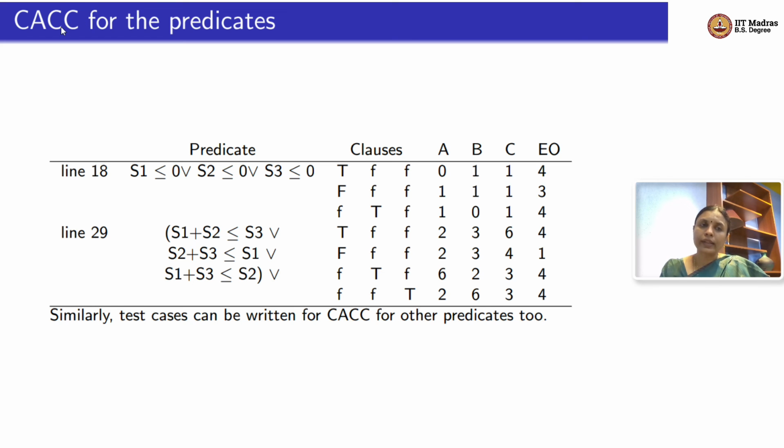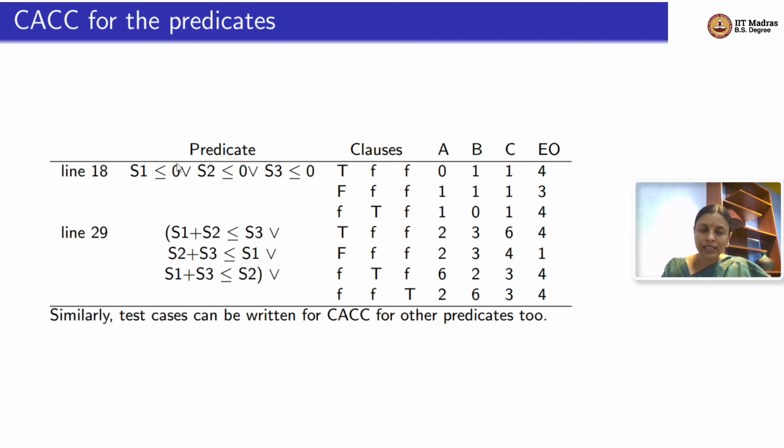Now, I have not given out the working for CACC. So basically you take this predicate, it has 3 clauses, you can make one clause active at a time, first clause, second clause, third clause. You have to see what are the conditions under which that clause determines the predicate, then take the truth table and write out the test cases. If you remember, we'd seen that last week. I have not worked that out here. I request you to try it out once.